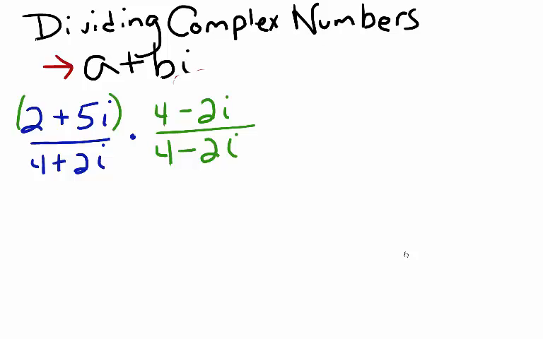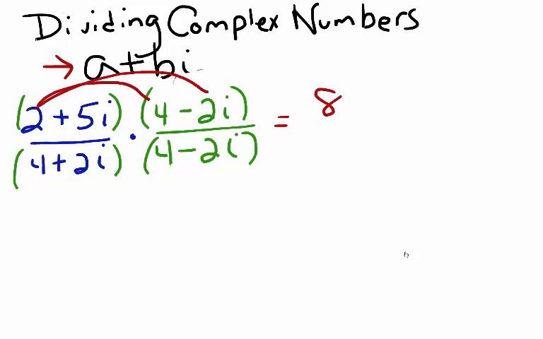Now, I can use the FOIL method to distribute terms across the numerator and the denominator. We'll start with the numerator. 2 times 4 equals 8. 2 times negative 2i equals negative 4i. 5i times 4 equals plus 20i. And 5i times negative 2i equals negative 10i squared.